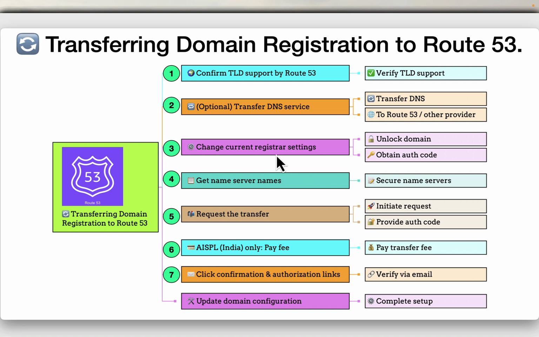Seventh, click confirmation and authorization links. Verify the transfer by clicking on the links in the confirmation and authorization emails sent by Amazon Route 53. Then number 8, update domain configuration. After the transfer, update your domain's configuration as necessary to complete the setup within Route 53.